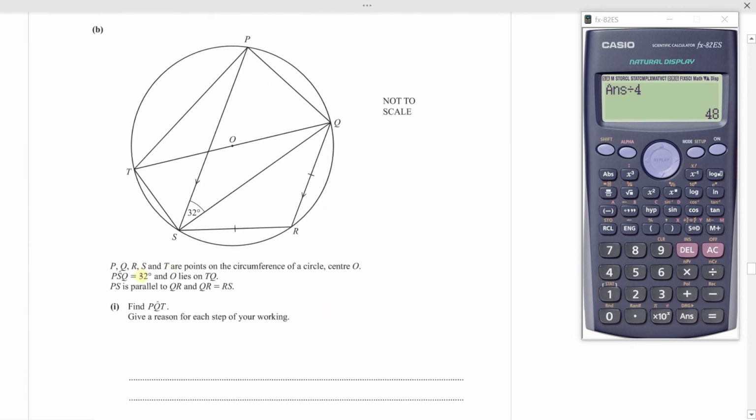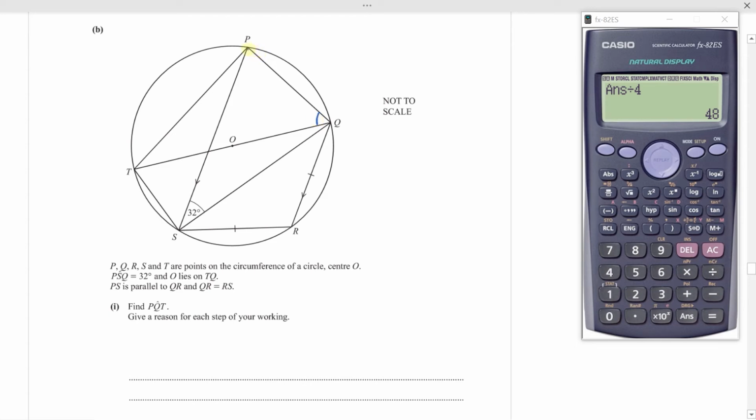Part B is PQRST are points on the circumference of a circle O. This angle is given 32 degrees. This line PS is parallel to this line QR, and these two lengths are equal. RS and QR are equal in length. Find PQT, give a reason for each step of your working. So PQT is this angle here that we need to calculate.